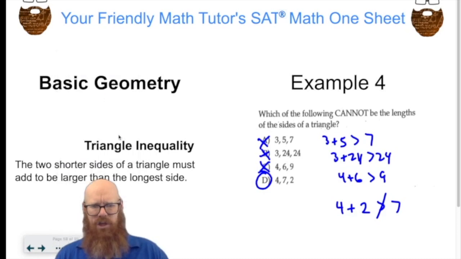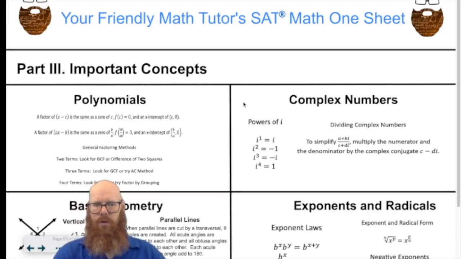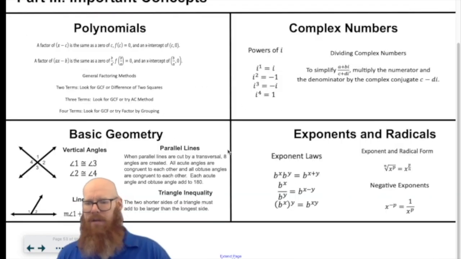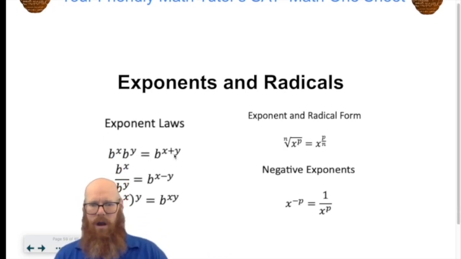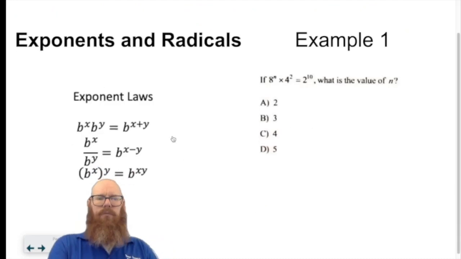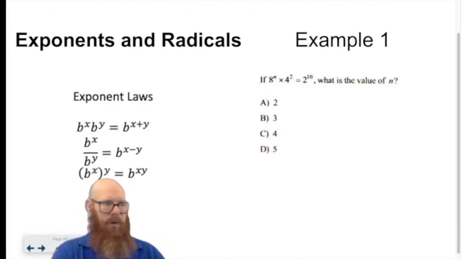All right, that concludes our basic geometry on the one sheet. So let's head back to the important concepts. And our last important concept is exponents and radicals. So first, let's start with our exponent laws. We have our product property, our quotient property, and our power to a power property.